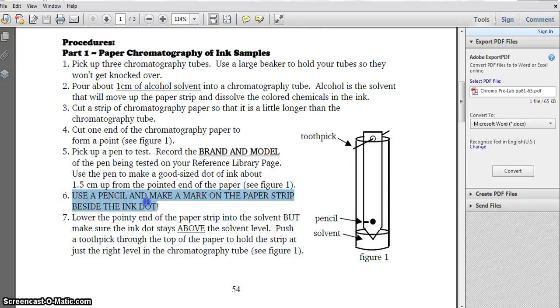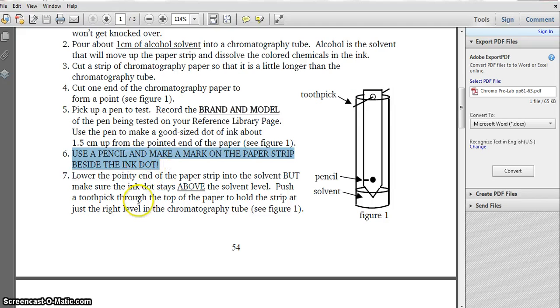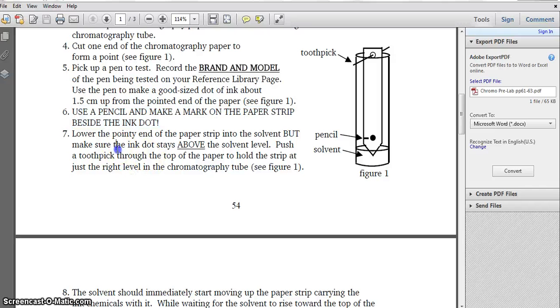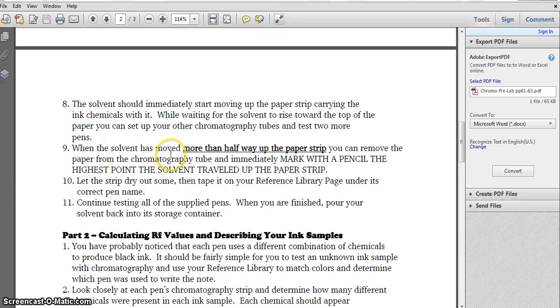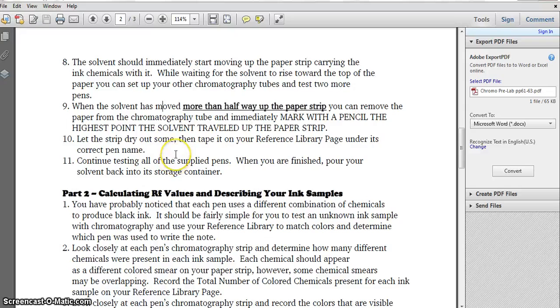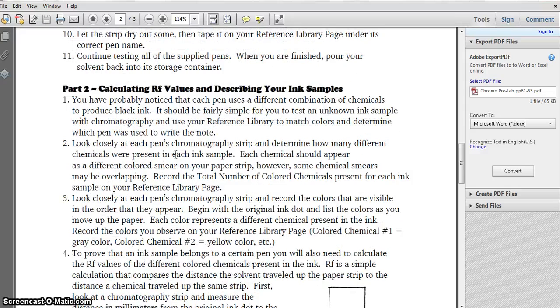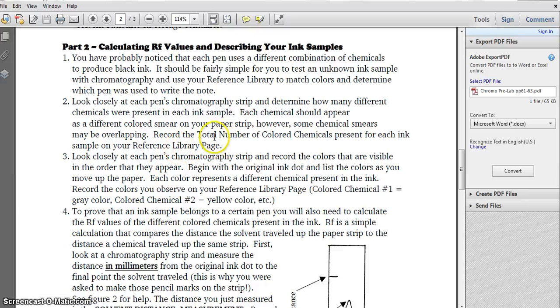This right here is in bold letters for a reason, and that's because that's important. If you don't do that, then your data will be meaningless. Use a pencil and make a mark, okay? Be sure, again, the ink dot stays above the solvent level, okay? Once the solvent has moved more than halfway up the strip, within about a centimeter of the top, you'll remove it. We'll have to get started right away because some of these take a little while to run. This is explaining how to calculate RF values on part 2, okay?